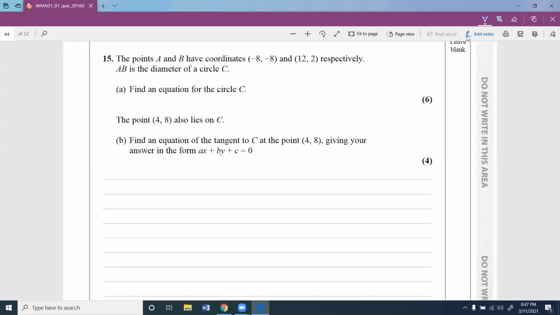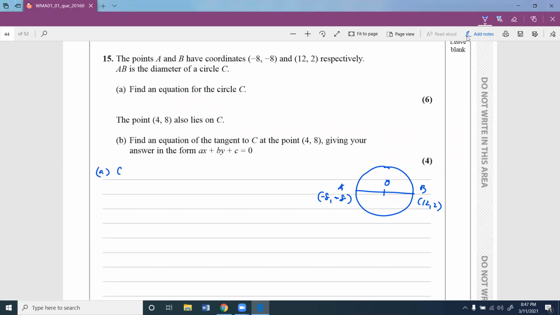Okay, but if you happen to see a question like this: the points A and B, with coordinates A (-8, -3)... A is minus 8 and B is 12, 2, form a diameter of a circle. To find the equation of a circle, we need to know the center. We know that the center is the midpoint.